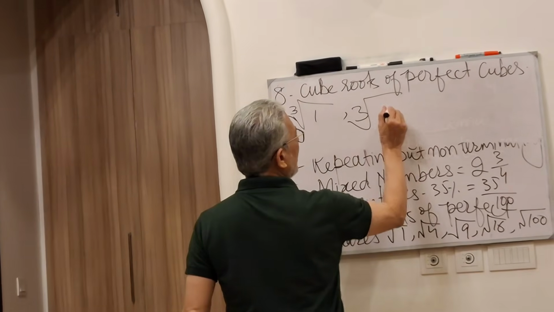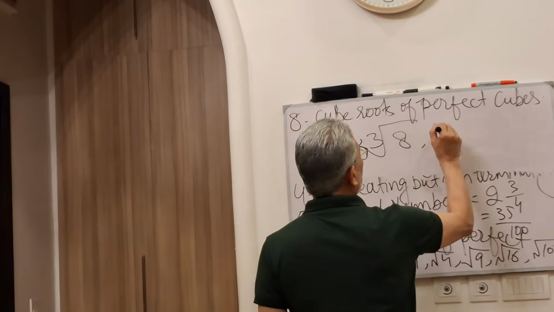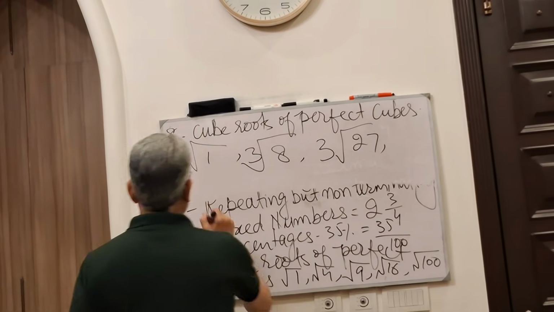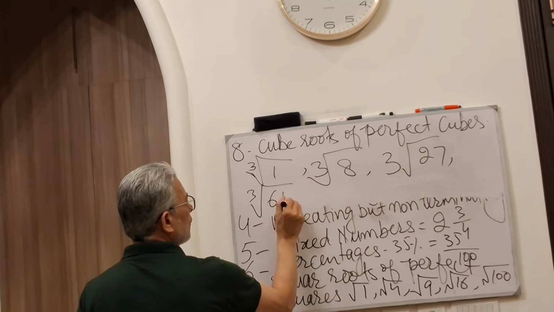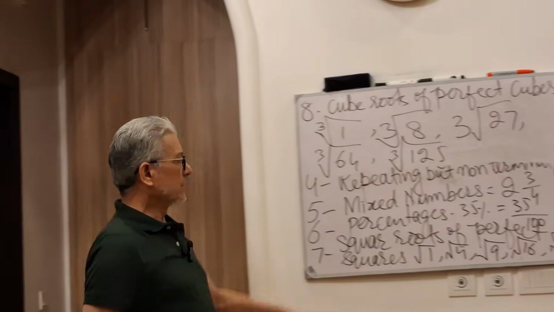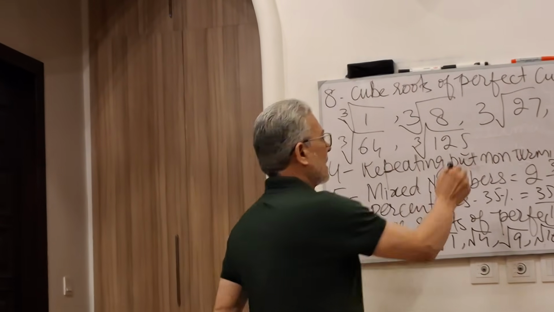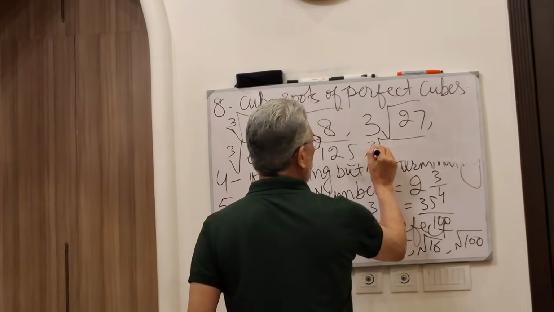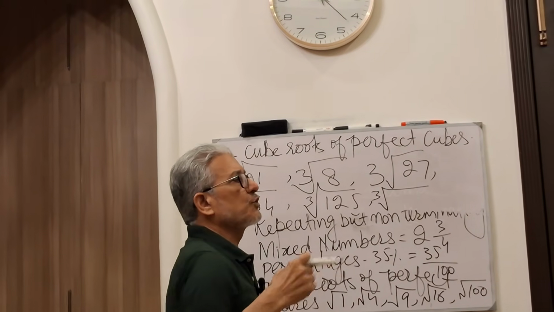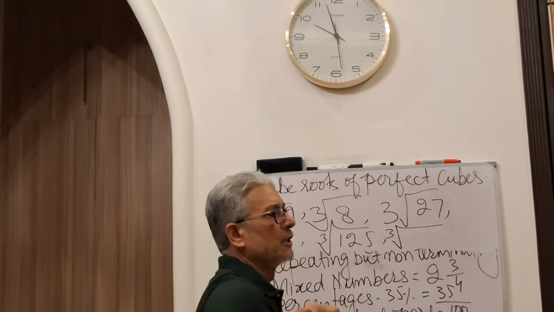Cube root of 8. And then cube root of 27. And then cube root of 64. Then cube root of 125. 64 we have learned, 4 into 4 into 4. 125, 5 into 5 into 5. Then cube root of 6 into 6 into 6. What will it be? 6 into 6 into 6 is 216.